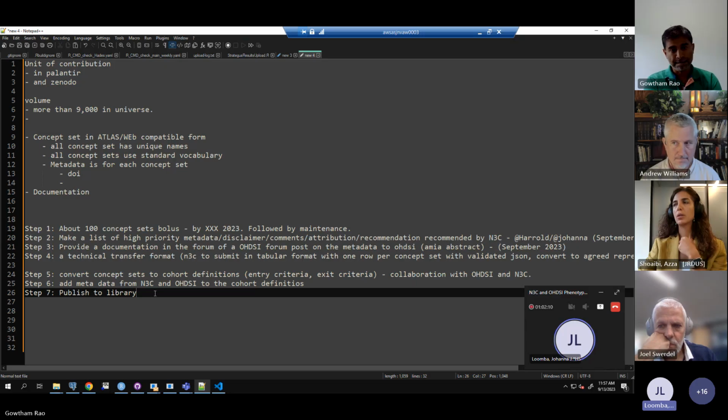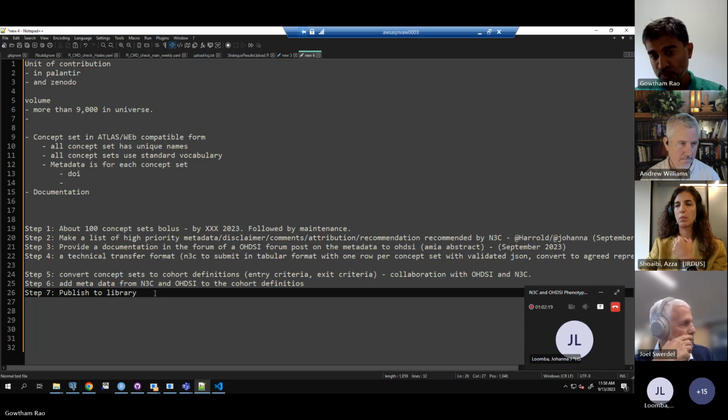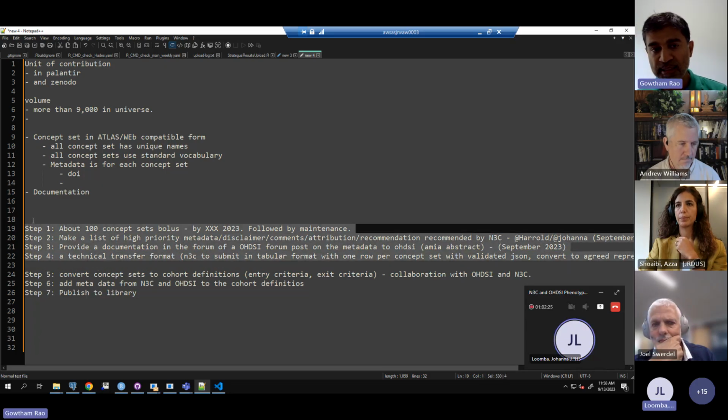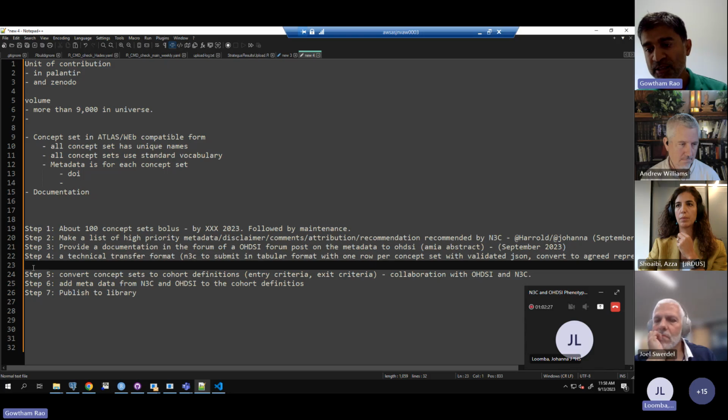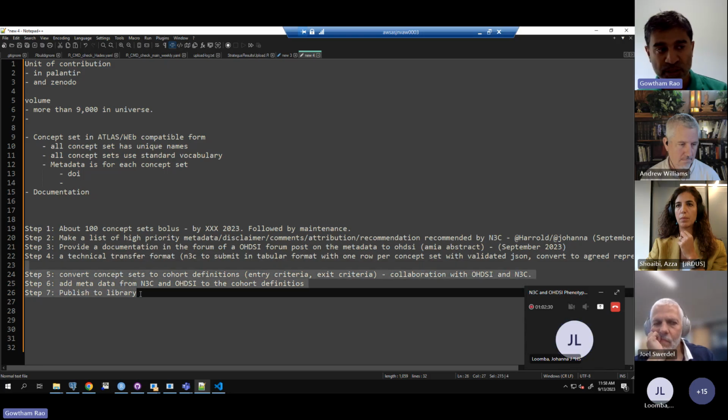Great. And so for step 6, the link to step 3 will be part of the OHDSI cohort definition. Yeah, so step number 1 to 4 is pretty much weighted on N3C Tufts collaboration. Step number 5, 6, and 7 would be mostly OHDSI collaborators driving it together with you all.